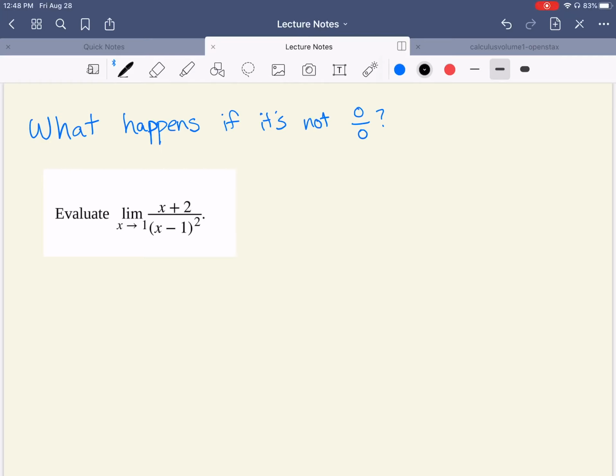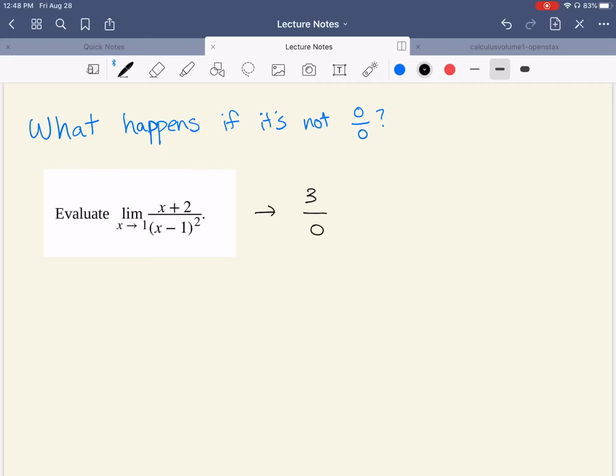Okay, so here's another example that we didn't get to in class. And the question here is what happens if it's not the indeterminate form 0 over 0? What should we do? So if we wind up, like for this problem, if you try to plug it in, you would wind up with 3 over something approaching 0. So this is not the answer.